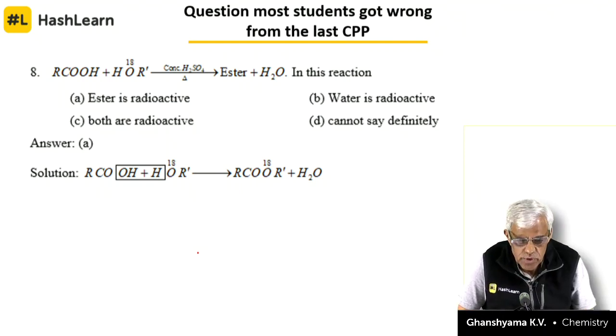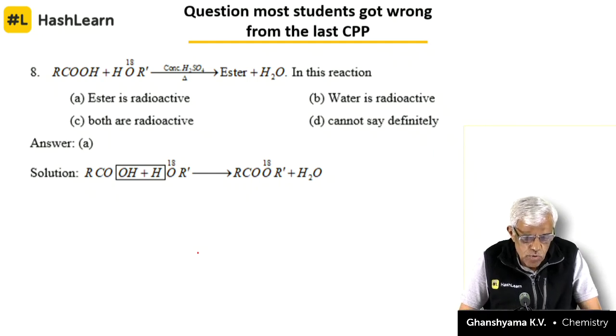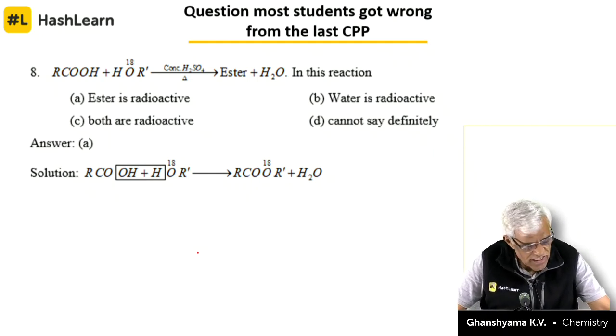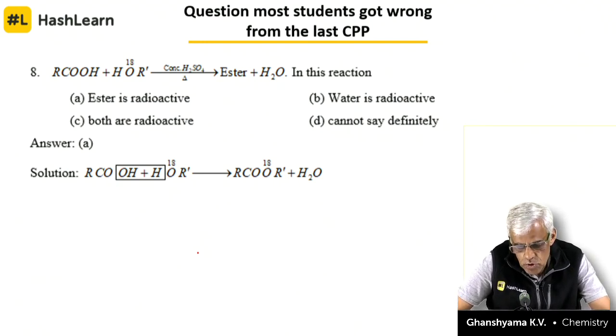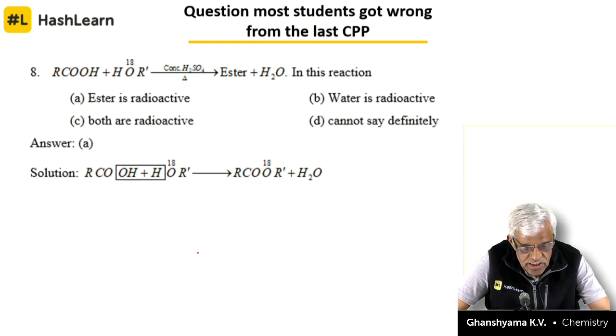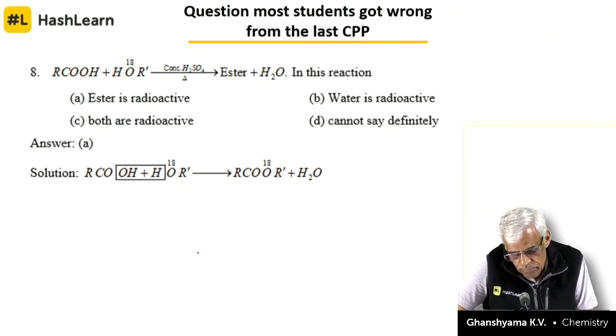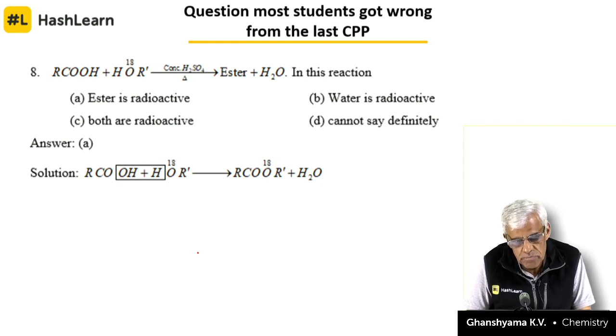Here is the question: RCOOH plus H-18O dash with concentrated sulfuric acid gives ester plus H2O. In this reaction, ester is radioactive, water is radioactive, both are radioactive, cannot say definitely.